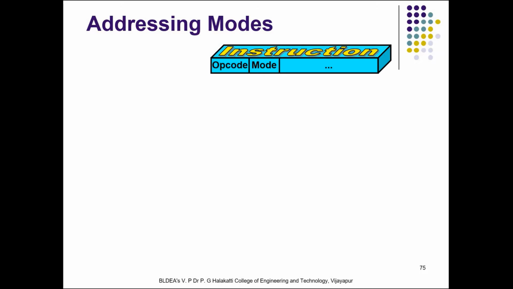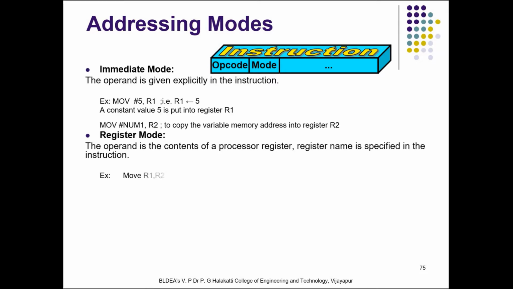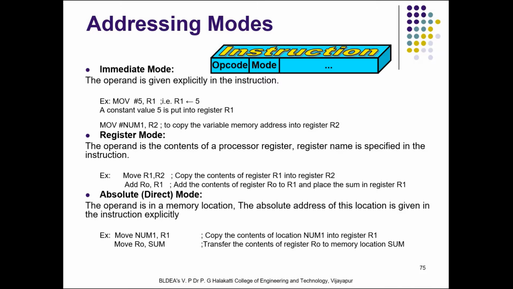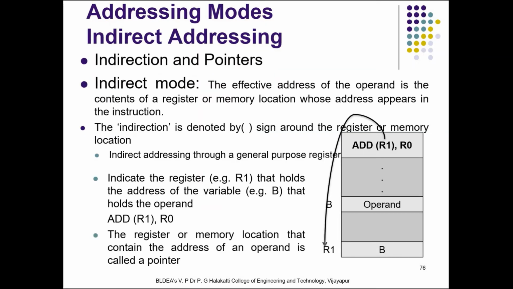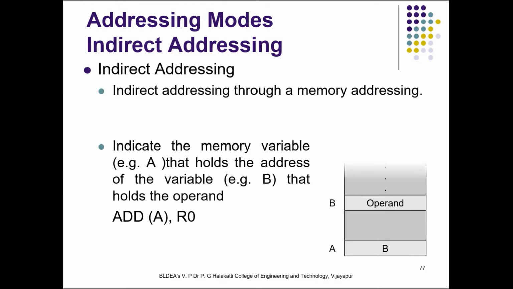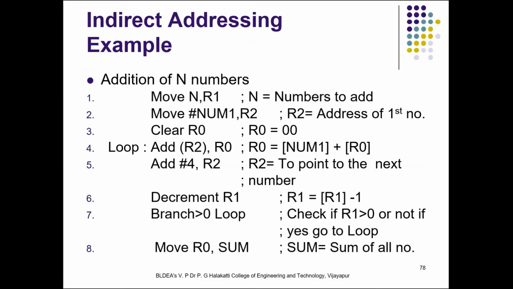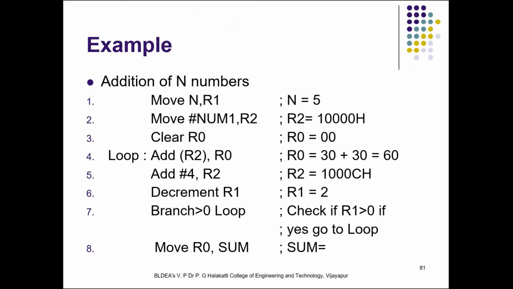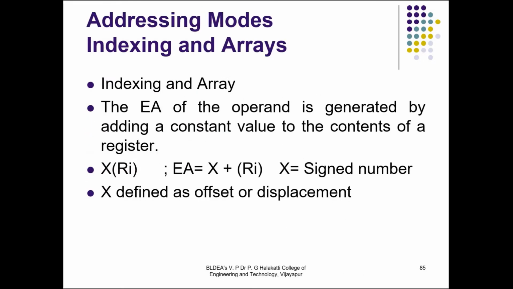In the last class, we have seen the video of some of the addressing modes like immediate mode, register mode, and absolute mode. Today, we are going to see some more addressing modes. We have also seen some examples in indirect mode, and we have seen the example of addition of n numbers. So today we will study about indexing mode and array.